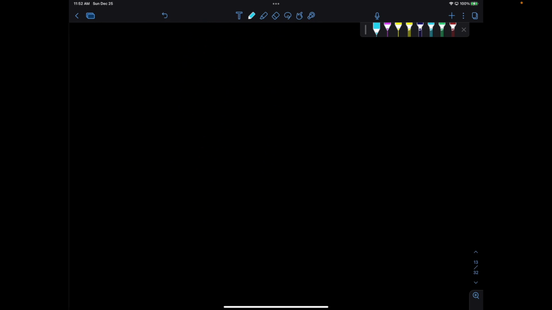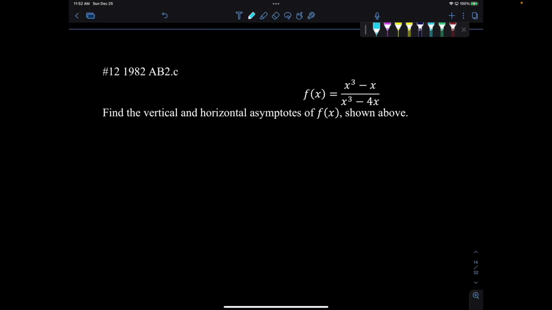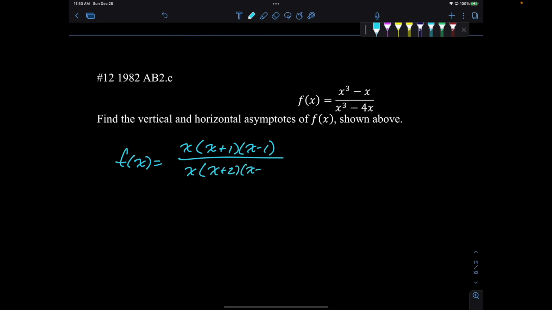So number 12. All right, this is 1982 AB2, and we're only doing part C. Find the vertical and horizontal asymptotes of f of x shown above. So what I'm going to do is start with factoring. So f of x is x squared minus 1, which I'll make x plus 1, x minus 1, over x squared minus 4, which will make x plus 2, x minus 2.